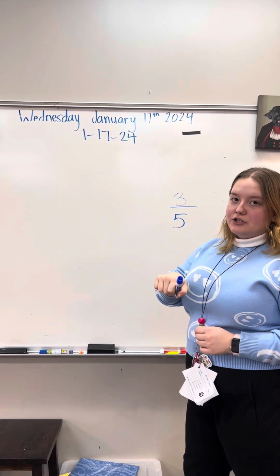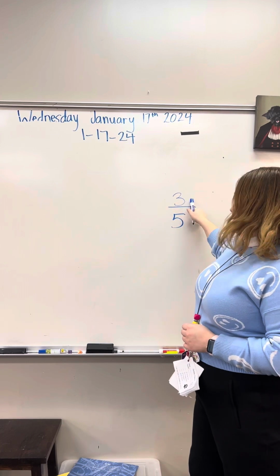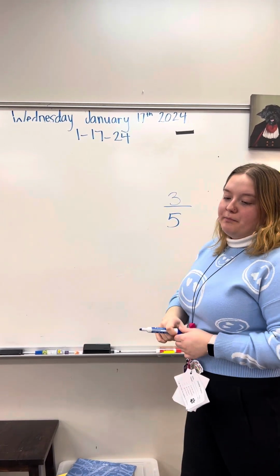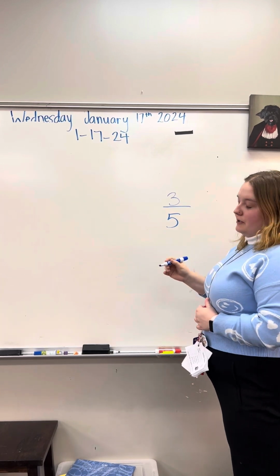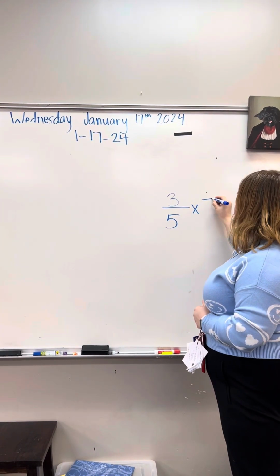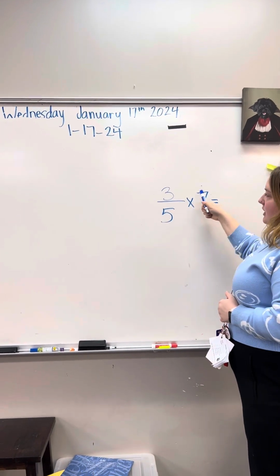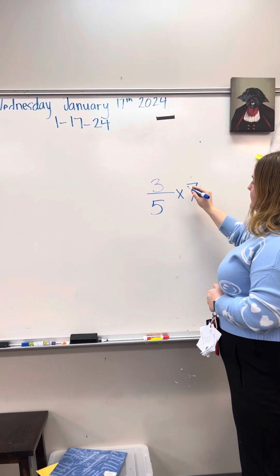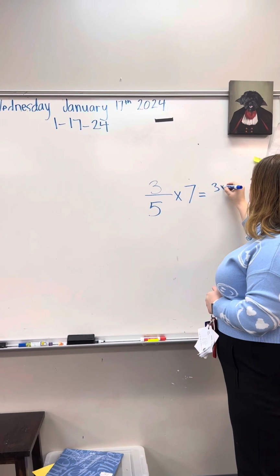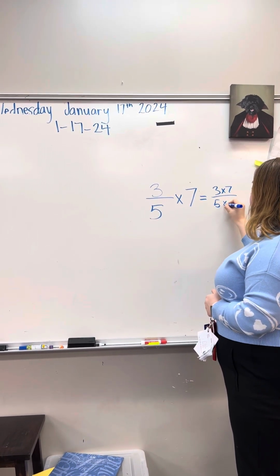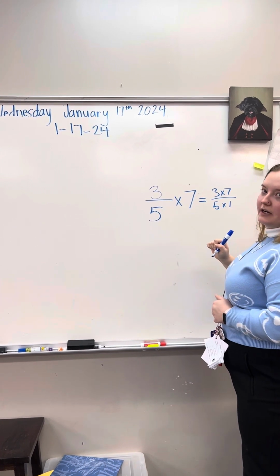You always want to make sure your smaller number is in the numerator on top. Then the student will pick a card, and that will be their whole number. Let's say they pick 7. Now you want to multiply across the top. So 3 times 7, and then multiply across the bottom. 5 times 1, because a whole number is over 1.